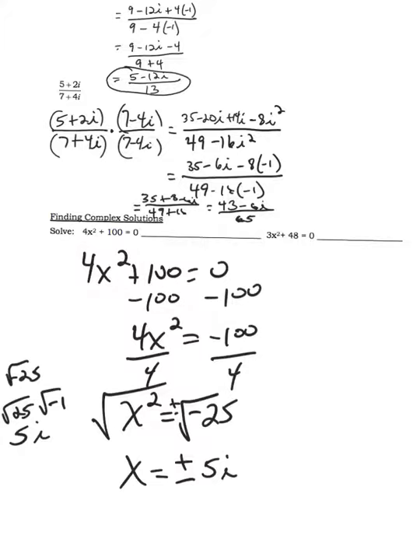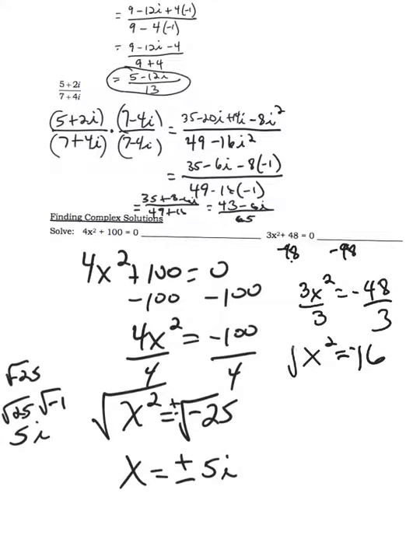I'm going to subtract 48 from both sides. So 3x squared equals negative 48. Divide both sides by 3. x squared is negative 16. Take the square root of both sides, plus or minus. This will be 4i. Two answers, positive and negative 4i. The square root of 16 is 4. The square root of negative 1 is i.